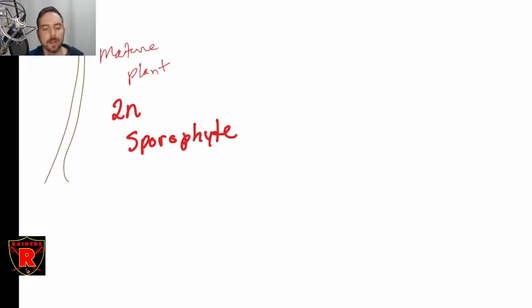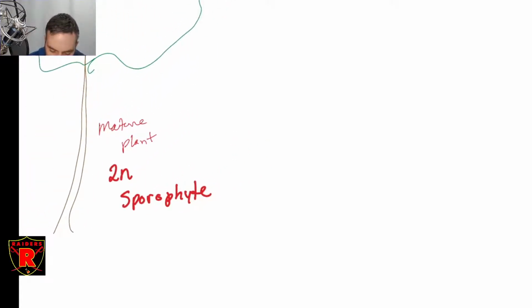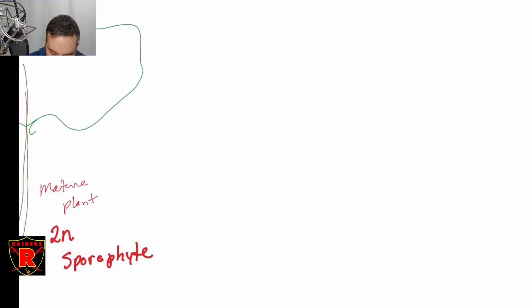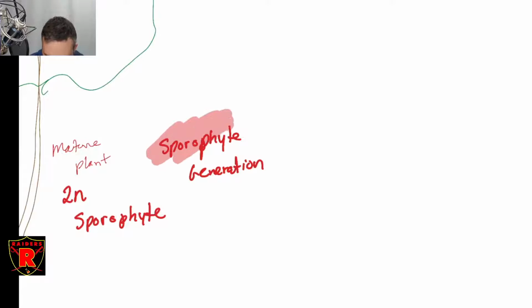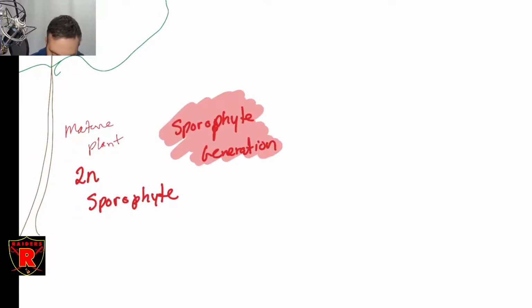A sporophyte is a mature plant, or at least a plant that has 2n chromosomes. So this part of the plant's life cycle is known as the sporophyte generation. I'm going to highlight each part of the life cycle that's sporophyte generation with a red highlighter. So mature plant, that's sporophyte generation.